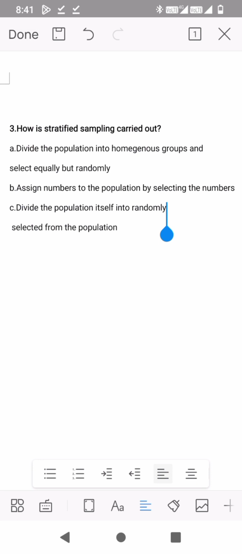The next question is how is stratified sampling carried out? Options are dividing the population into homogeneous groups and selecting equally but randomly. Second is assign numbers to the population by selecting the numbers. Third is divide the population itself into randomly selected from the population. So the correct option is A, which is divide the population into homogeneous groups and select equally but randomly.